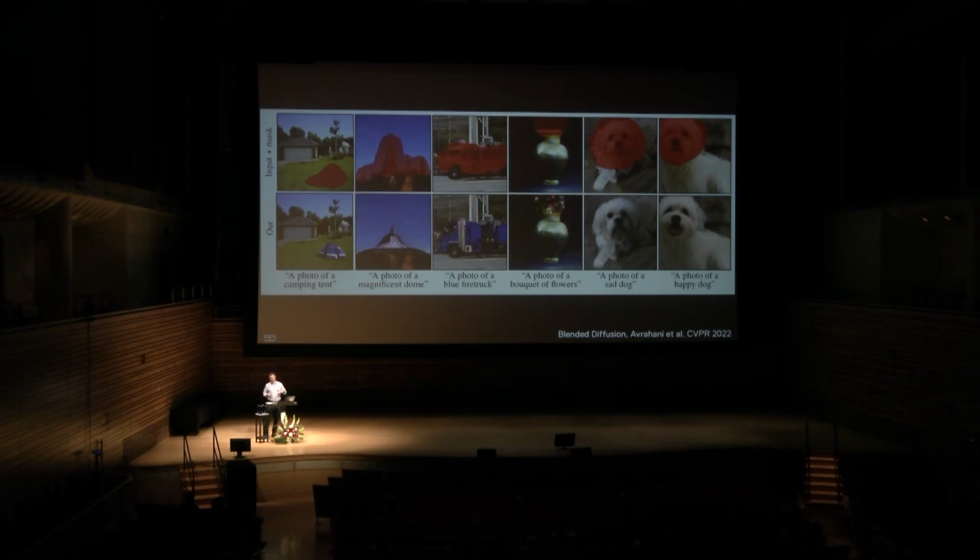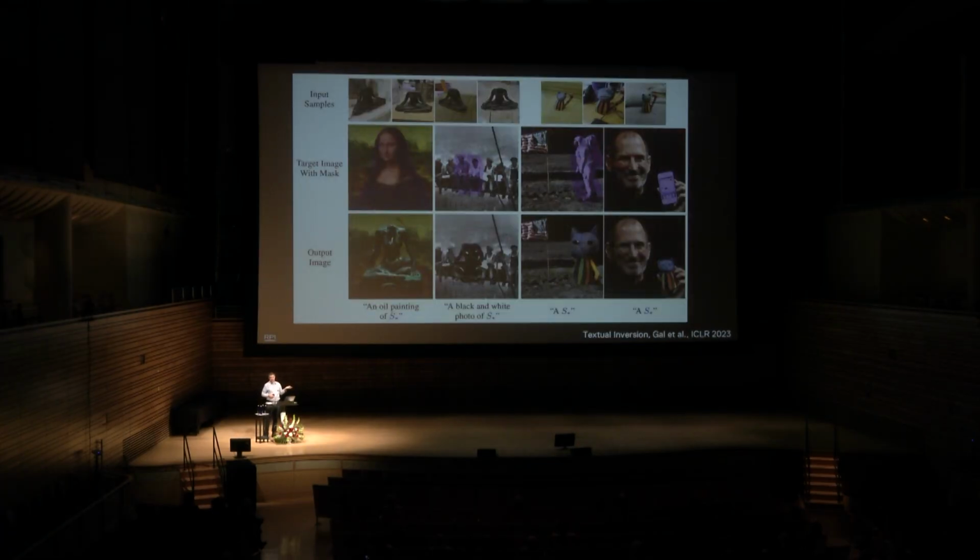So you could say, okay, I want my dog to be happy, and then it replaces it with a happy dog face. Or if you have an object that the generative model doesn't even know about, like this cat sculpture that your kid made in kindergarten, you could take a dozen pictures of this cat sculpture and teach the model just about that new thing, and now you can have Steve Jobs holding the cat sculpture or that cat sculpture on the moon, for example.